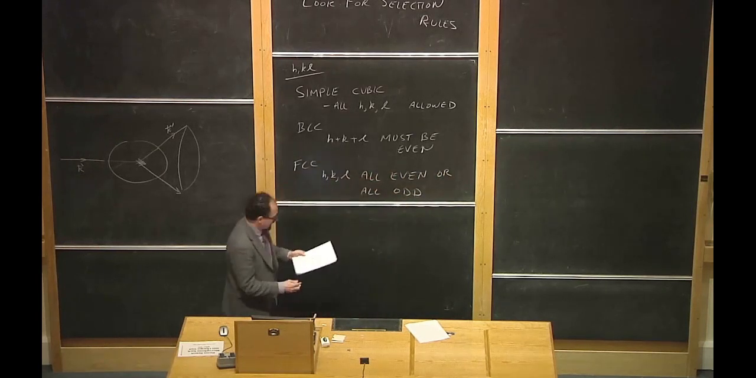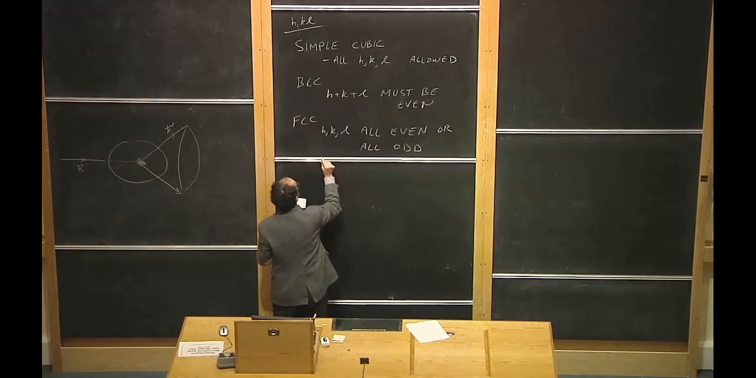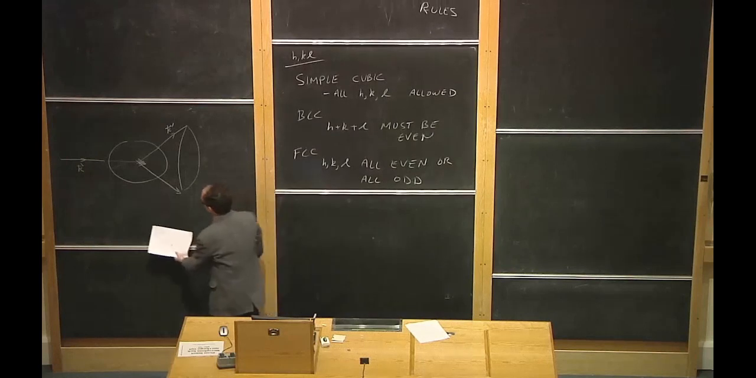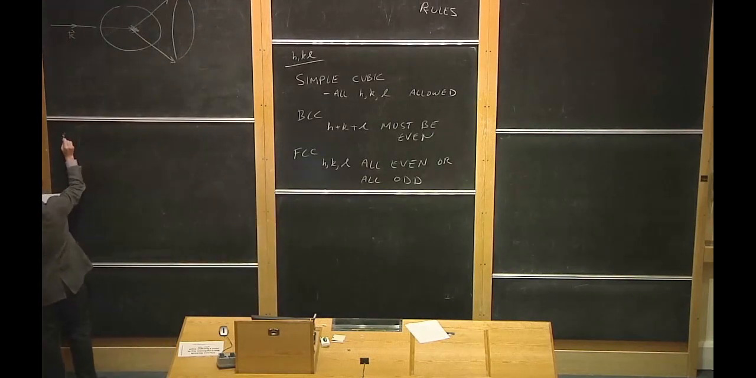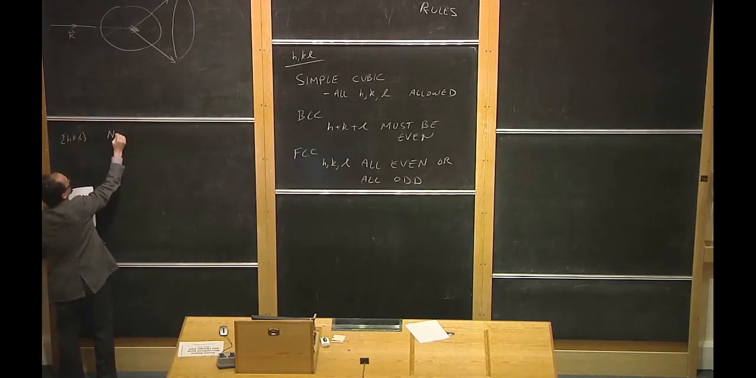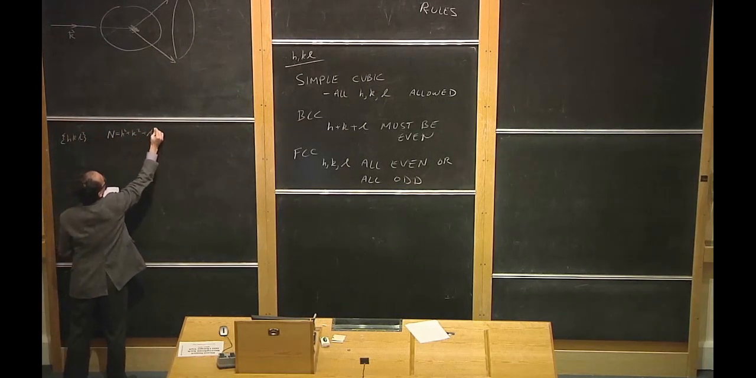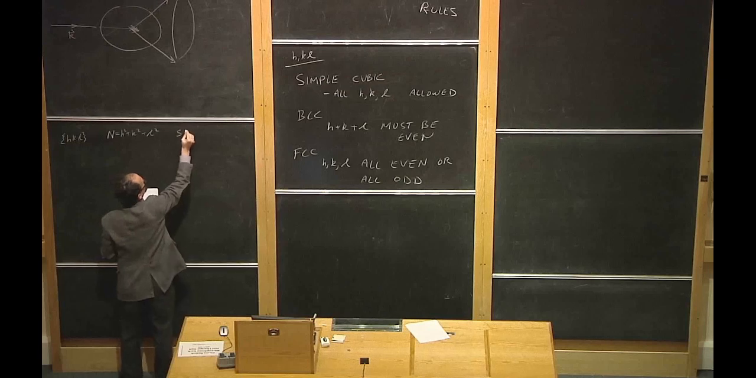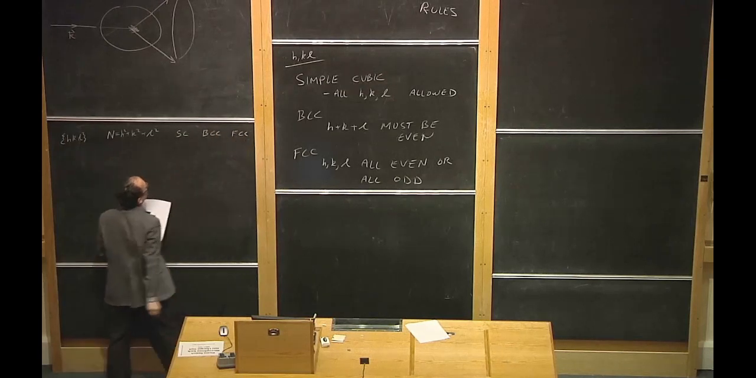So we can actually start making a table of the possibilities. Actually, maybe I'll put the table over here. In the first column, we'll put h, k, and l, the possible families of lattice planes. We'll write the number n, which is h squared plus k squared plus l squared. And then we'll write simple cubic, BCC, and FCC, and ask whether they're allowed.